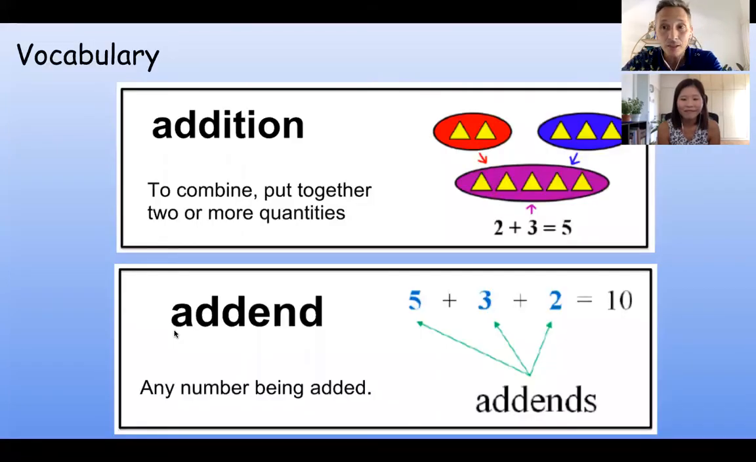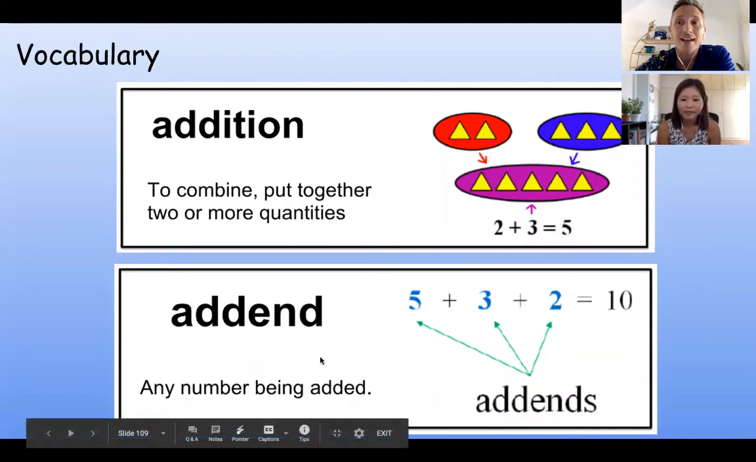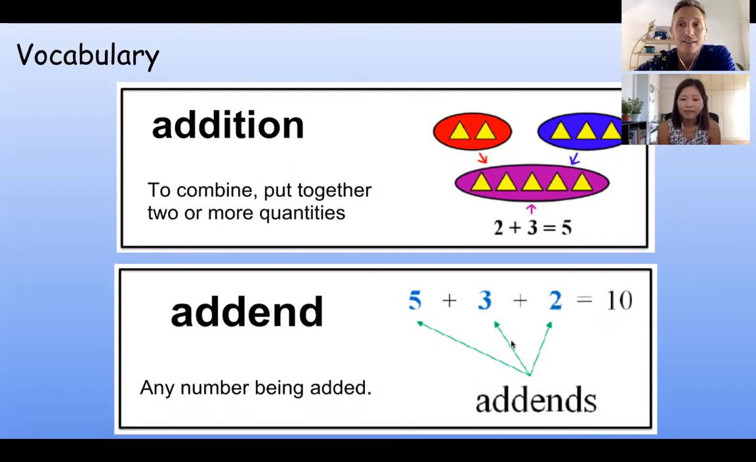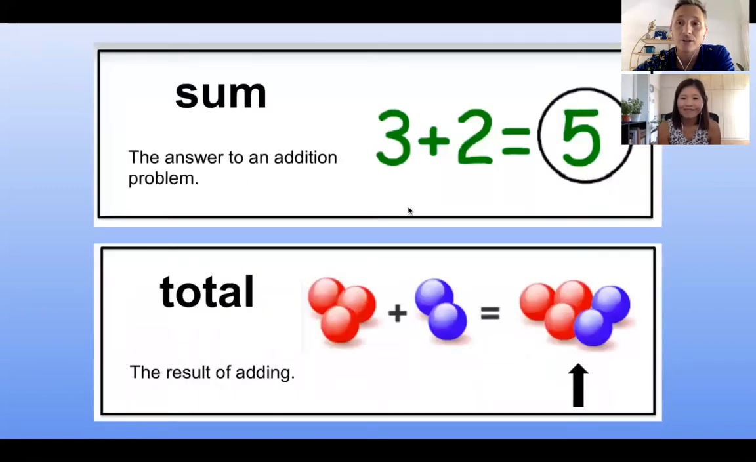Here we go. Starting with our vocabulary, we're talking about addition. And we have a new word called addend. The addends are any numbers being added on that side of the equal sign. If they're being added together, that's an addend. And then we're also going to look at the word sum. When we add two numbers together, that equals the sum, spelled S-U-M. And then you have the word total, resulting from adding the numbers together.